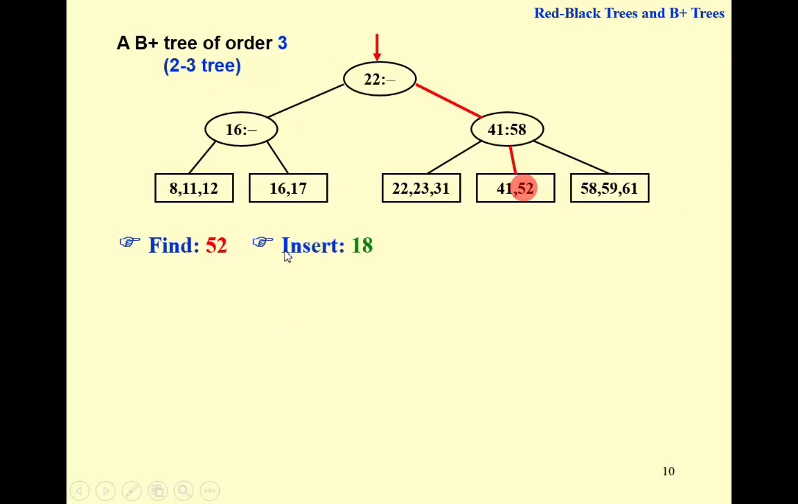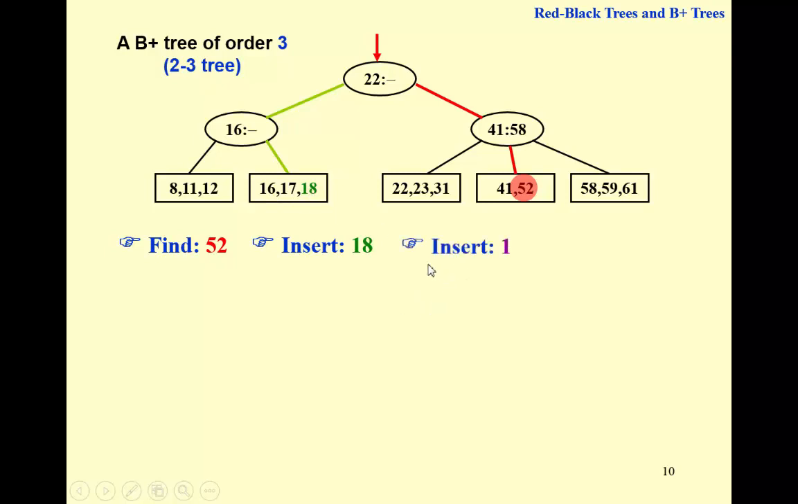And for insertion, let's try to insert 18. What's going to happen? Step 1, let's try to find 18. Since 18 is smaller than 22, it must belong to the first branch. And 18 is larger than 16, so it must belong to this block. We search this block, 18 is not in it, and there's still one space available, and therefore we make the insertion and add 18 here.